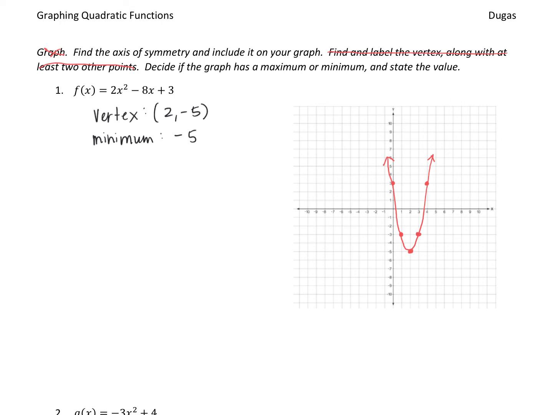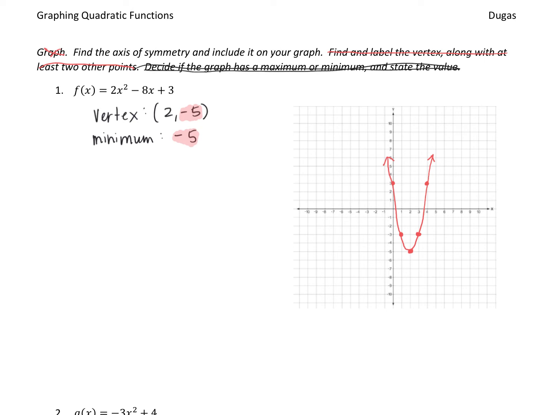The minimum and maximum values always correspond to the y value of the vertex. So the y value of the vertex is going to correspond with the minimum or maximum value. It always works that way. So that's something to keep in mind. So decide if the graph has a max or min and state the value. We've done that now.